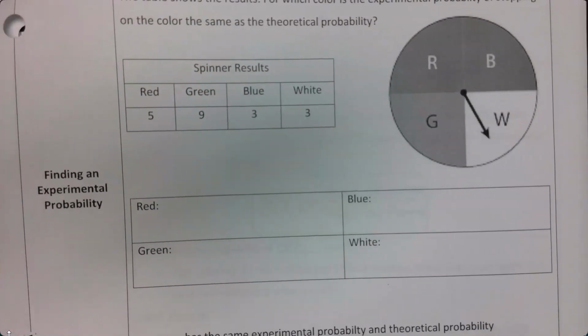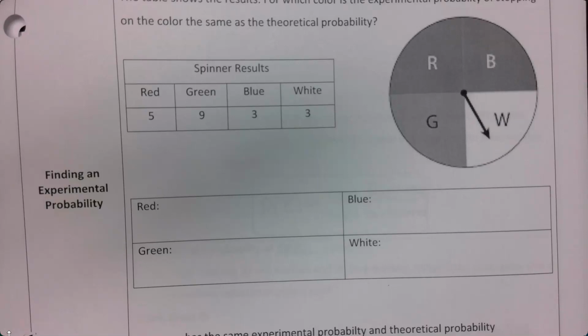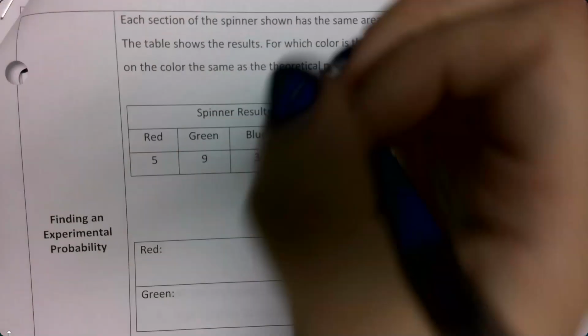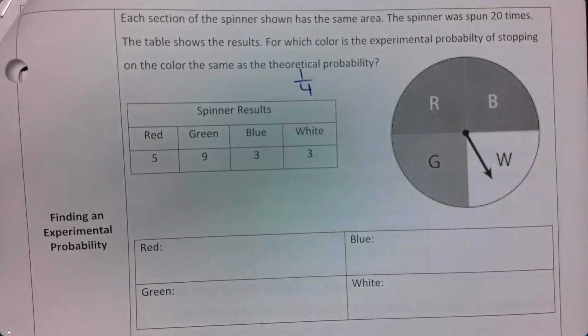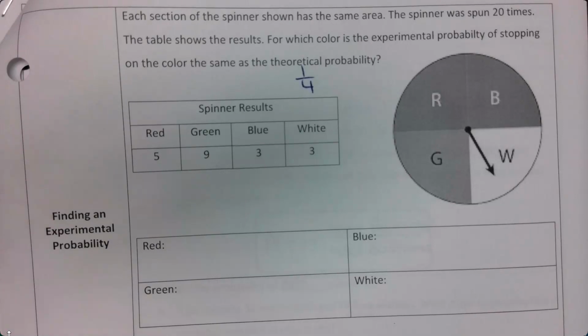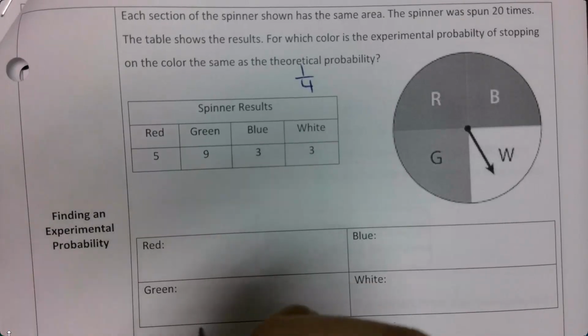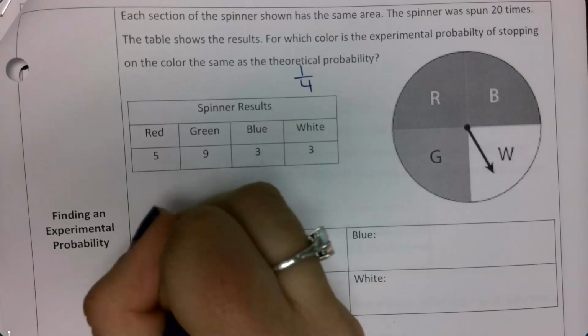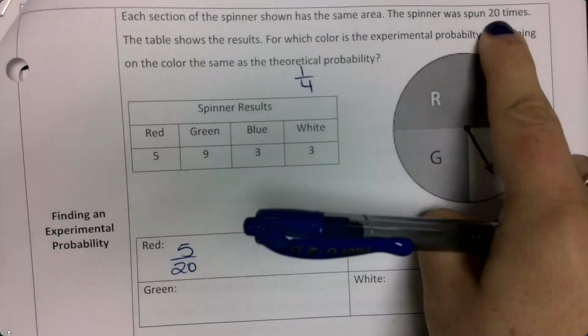Okay, so on this one, it says each section of the spinner has the same area. The spinner was spun 20 times. The table shows the results. For which color is the experimental probability of stopping on the color the same as the theoretical probability? So, what's my probability of landing on any of these colors? 25% or 1/4. So what I want to do is see which of these is going to give me 1/4. So, on red, they did it 5 out of 20 times, because it tells me 5 in the chart, and the 20 is coming from the word problem.